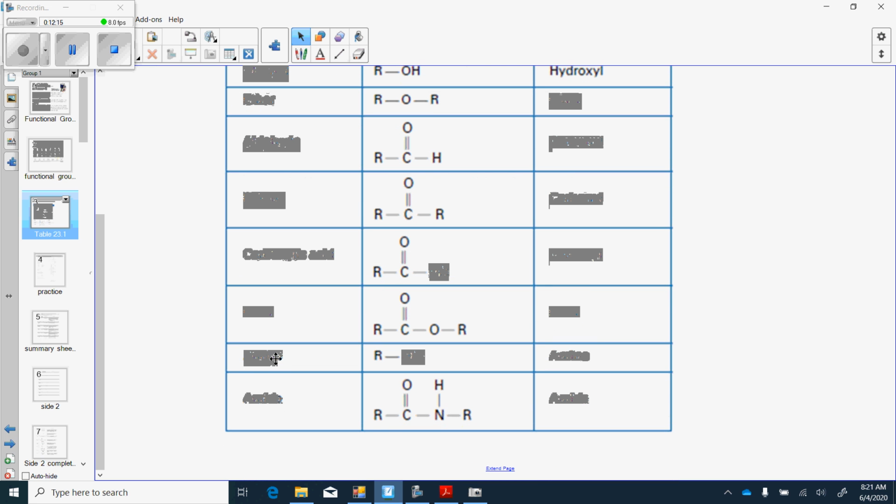These two down here we're not going to have time to do. So the amines and the amides, they're interesting because they have a nitrogen. It's the first time we see a nitrogen. But unfortunately, we don't have time to talk about them. But we will talk about carboxylic acids and esters.